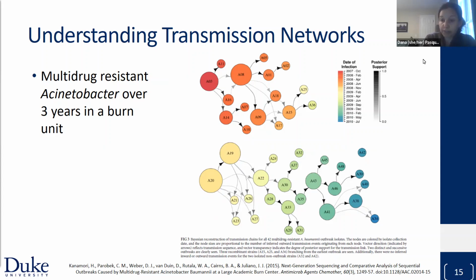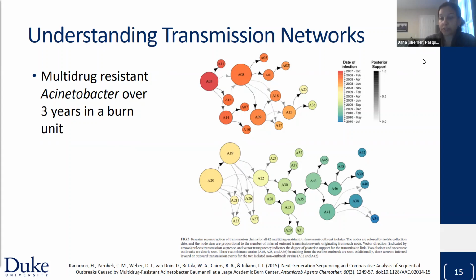So it's a hospital-acquired infection among especially vulnerable people, and it was over a span of years. So the nodes here are colored by the date of infection, and it spans October 2007 to July 2010. And they were noticing that the patients were becoming infected with Acinetobacter and were trying to figure out the source.